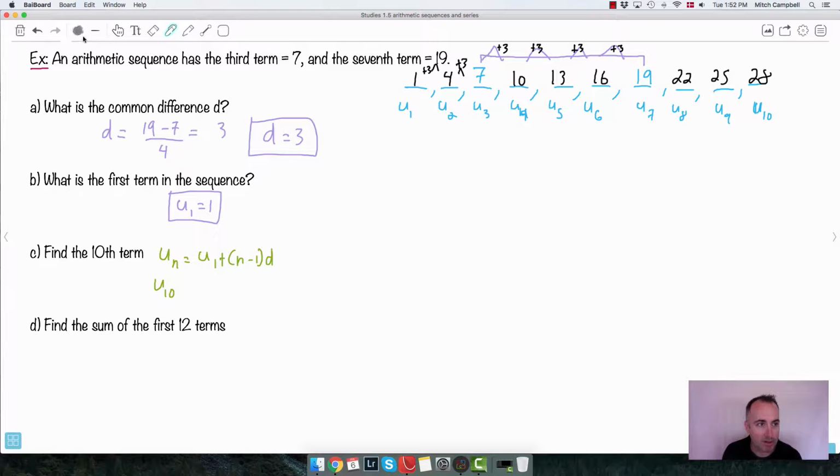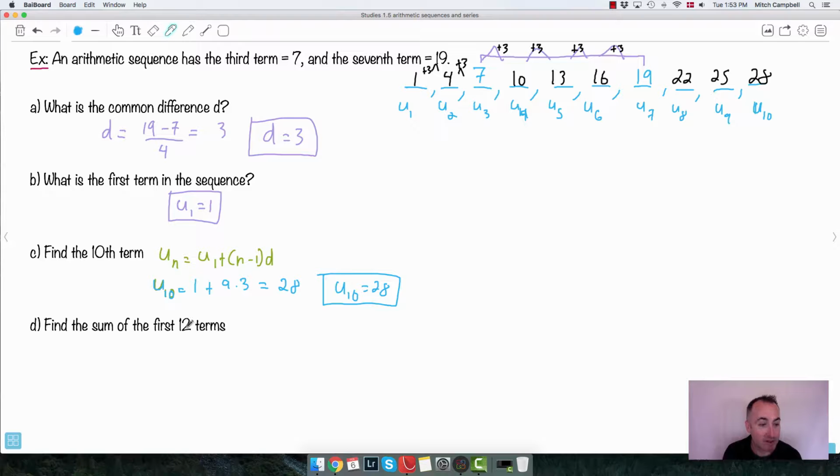So this one right here, if we do it this way, I'll do it maybe in blue instead. U10 is going to be U1. U1 is 1 plus, and it's supposed to be 10 minus 1, which is 9, times D, which is 3. Let's see what we get. What's 9 times 3? That is 27. 27 plus 1 is 28. So I know that U10 is 28. Hey, so do you see there's a math way to do it? Oh, there's the cheapo way. If it's short enough, you don't have to have like the 100th term, then you can do it this way.